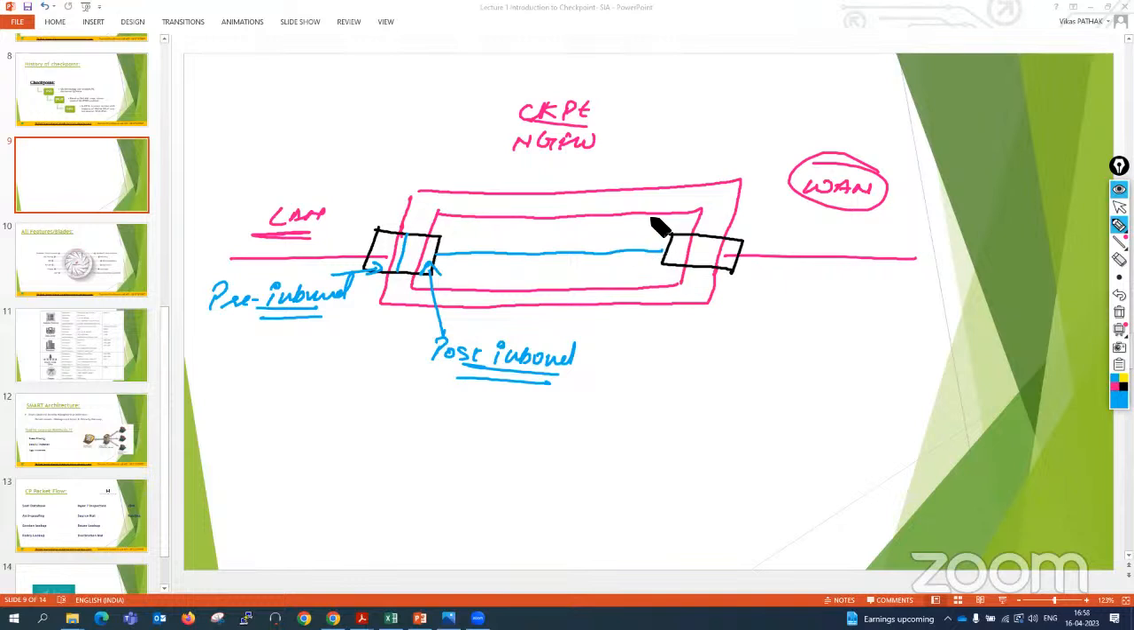Now, Checkpoint says that on my outside interface also, I have two interfaces. Physically it will be one interface, but logically there will be two interfaces. One will be called pre-outbound and another will be called post-outbound.